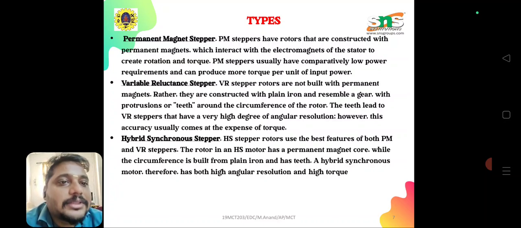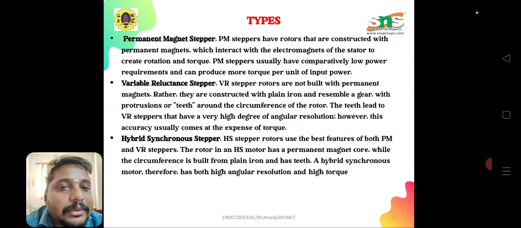And then coming to the hybrid synchronous stepper motor, the HS stepper motor, the rotor uses the best features of both PM and VR steppers. The rotor in the hybrid synchronous stepper motor has a permanent magnet core, while the circumference is built from plain iron and has teeth. Teeth are nothing but the slots or teeth of the stator. The hybrid synchronous motor therefore has both high angular resolution and high torque.